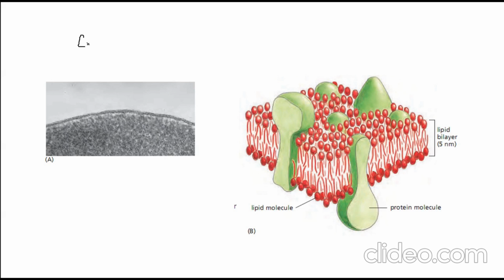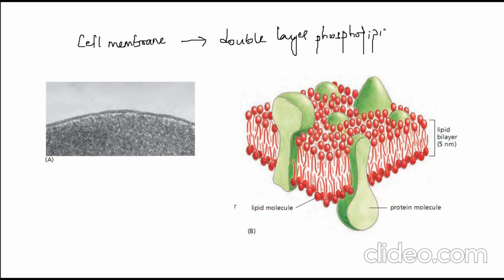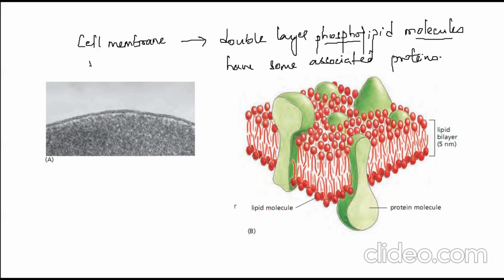This cell membrane is a double layered phospholipid molecule, and has some associated proteins. Now, due to this double layer of phospholipid molecules, they are referred to as a bilayer.